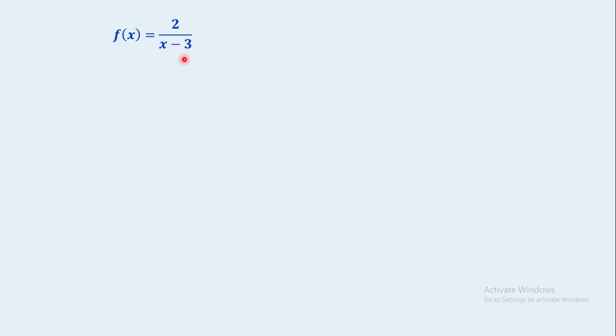Now, as we have discussed, the domain of a rational function is all real numbers except the value that would make the denominator 0. So we have to find that value that would make the denominator 0, and that value is not included in the domain. So, what value of x here is not part of the domain?